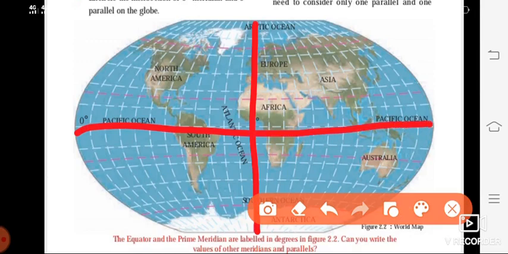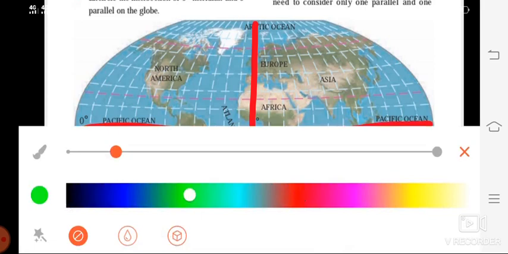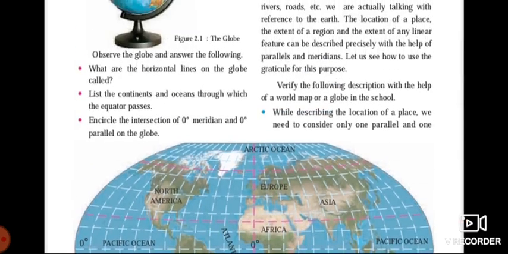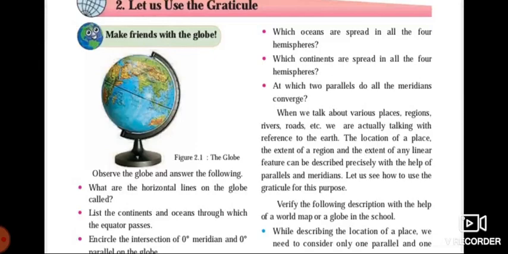Now in this, in all 4 hemispheres, east, west, north, south, which continent is present, children? If you will see, we are having Africa. See, it is in east, it is in west, it is in north, it is in south. So in all hemispheres it is there. So the answer to that question will be Africa.